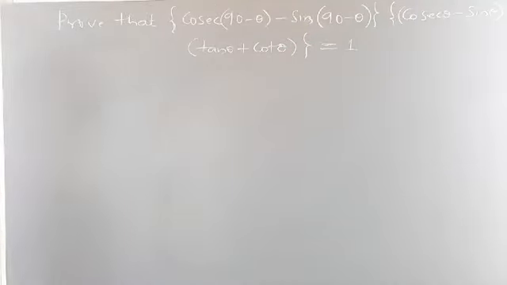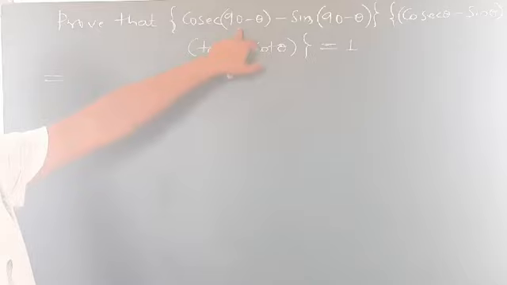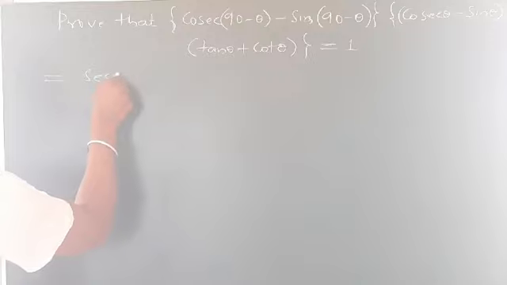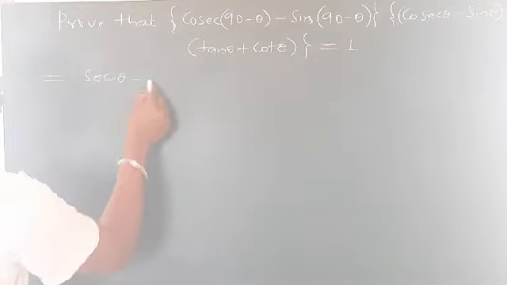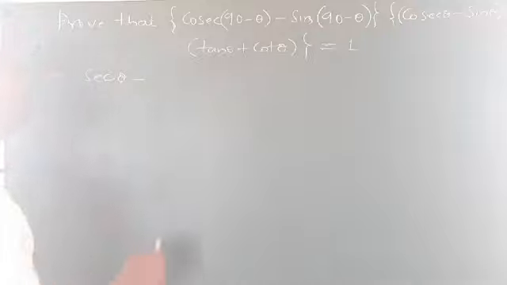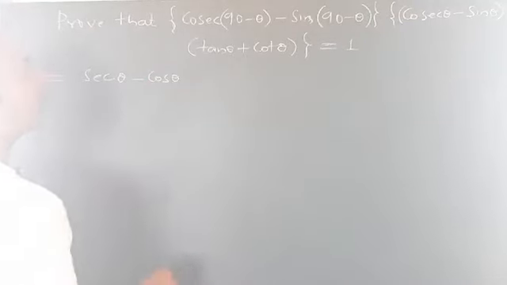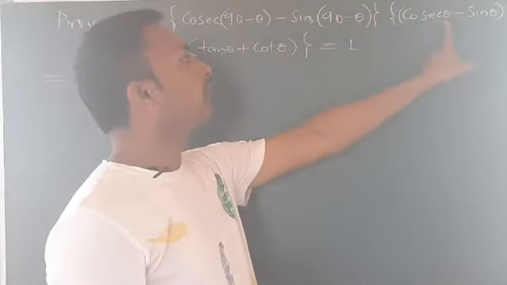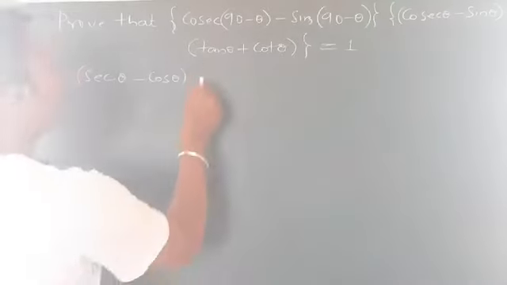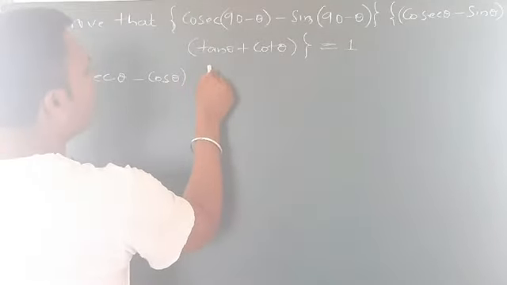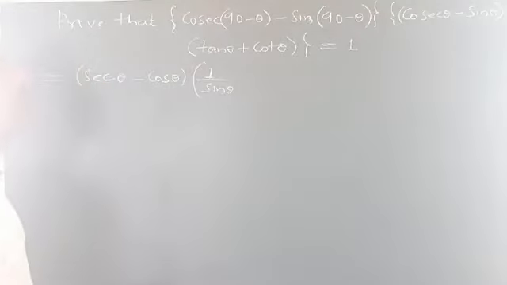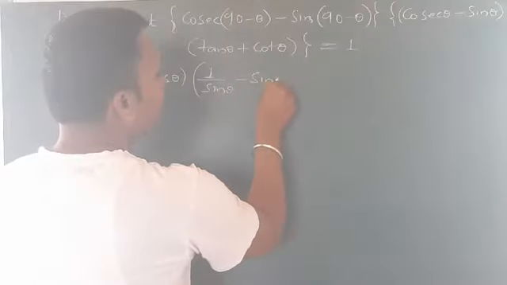Let me solve one by one. This is equal to cosec of 90 minus theta. It is a complementary angle, so we can write it as sec theta. Minus, next, sin of 90 minus theta we can write as cos theta. This is one bracket. Now in the next bracket, cosec theta minus sin theta, I'll write cosec as 1 by sin theta, minus sin theta.